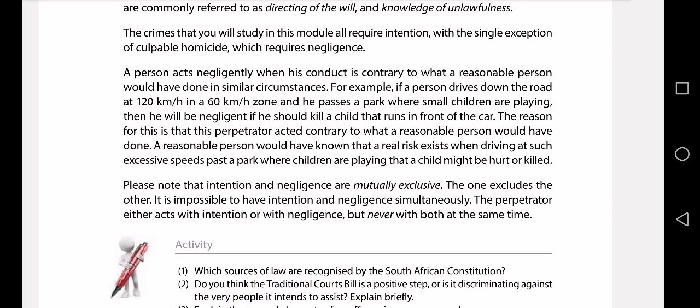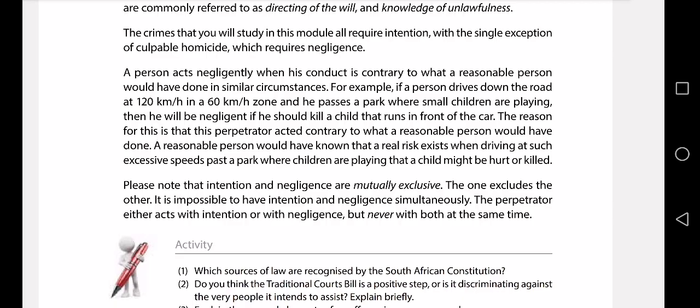The reason for this is that this perpetrator acted contrary to what a reasonable person would have done. A reasonable person would have known that a real risk exists when driving at such excessive speed past a park where children are playing, that a child might be hurt or killed.